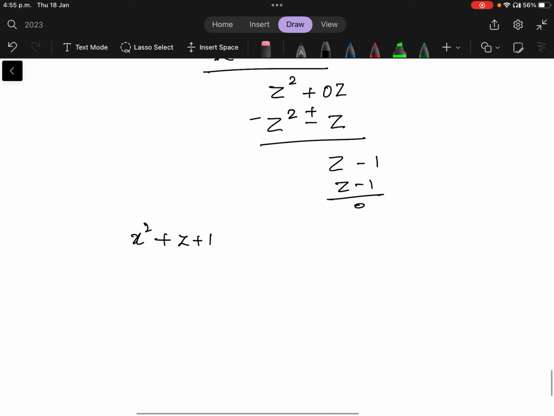This you will solve again using the same minus b formula method, and then you will get the values. This is the same as the previous one, so I'm just going to write it directly. So it is minus 1 plus or minus root 3 i over 2.